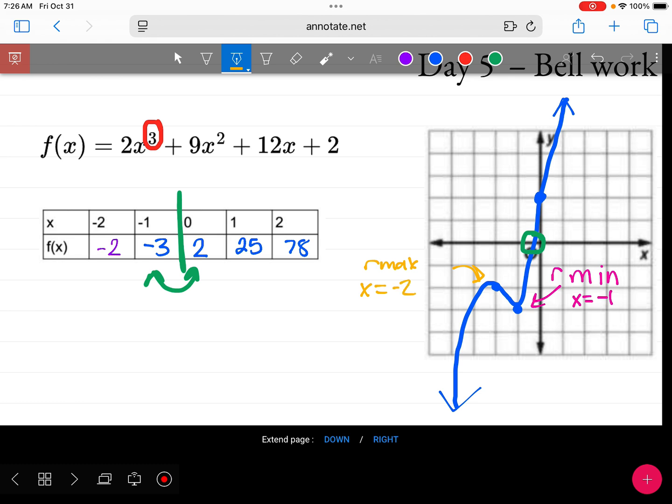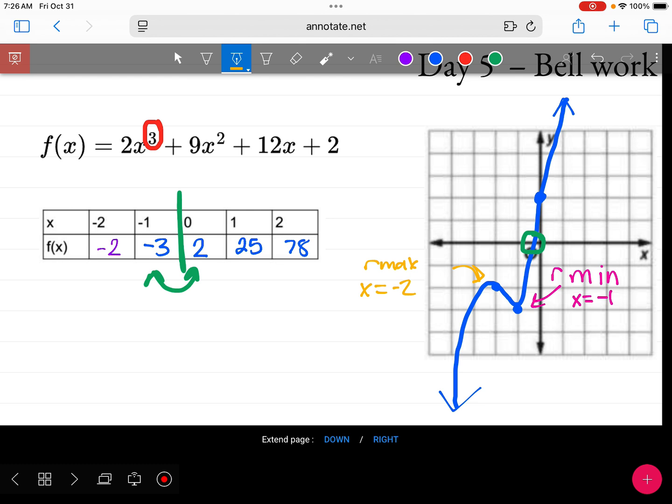Okay. I know I didn't ask you guys to find extrema or solutions, but I'm just using it as a little slapdash review of those concepts. Okay. Questions on this? Or on this one? Okay.